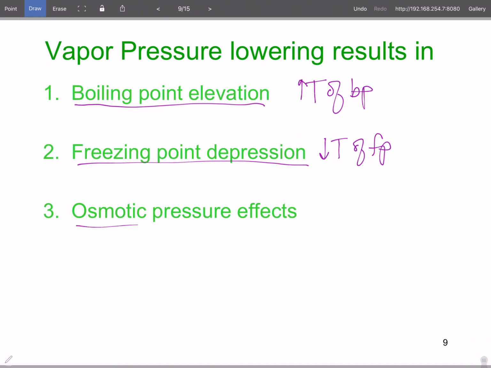And then we're going to look at osmotic pressure effects. Osmosis is the movement of a pure solvent through a membrane. More about that in a lot more detail. If you've taken a biology class, you've probably already seen osmosis, but we will look at it in much more detail later. But we're going to look at these effects as we go.